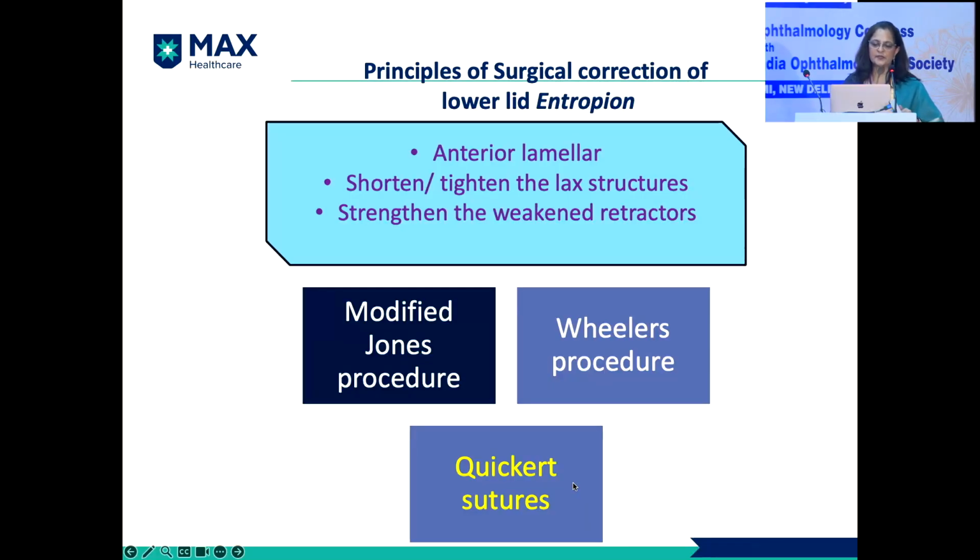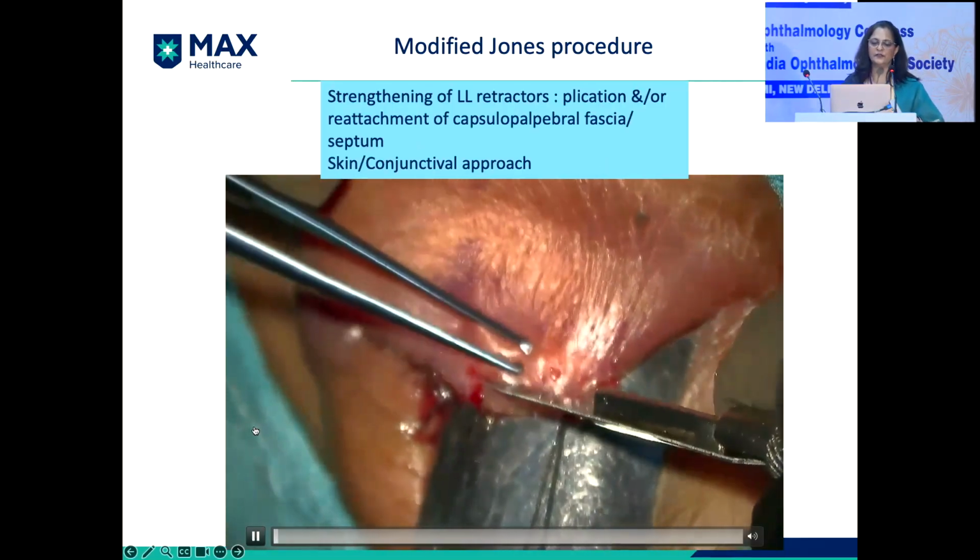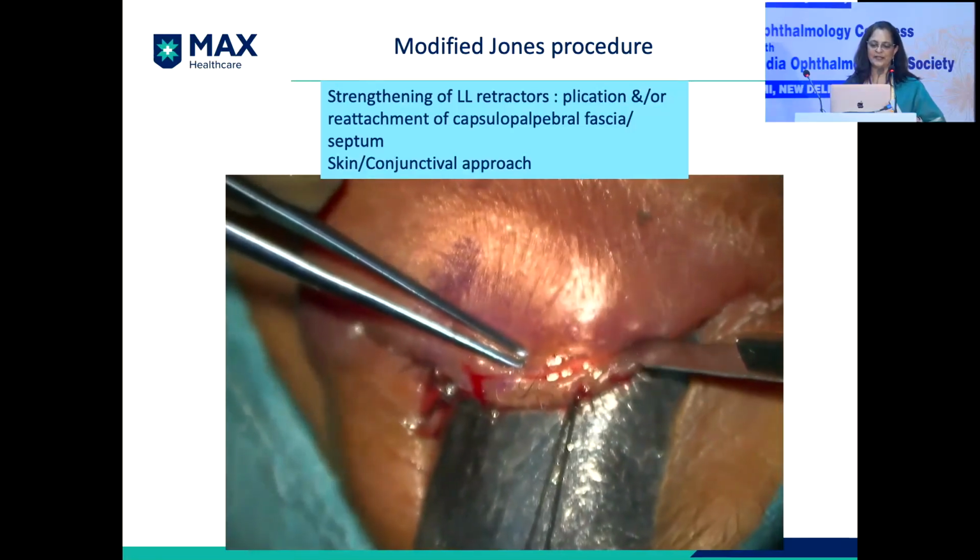So the principle of surgical correction is that we are working on the anterior lamellar structures. We need to shorten or tighten the lax structures and strengthen the weakened retractors. There are a number of procedures that have been described. I find the modified Jones procedure the simplest and the most useful, so I'm going to describe that. We are strengthening the lower lid retractors by plicating them or reattaching them.